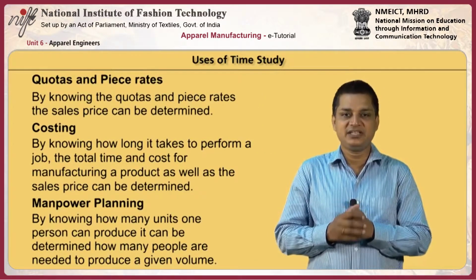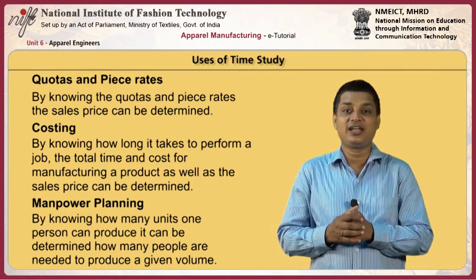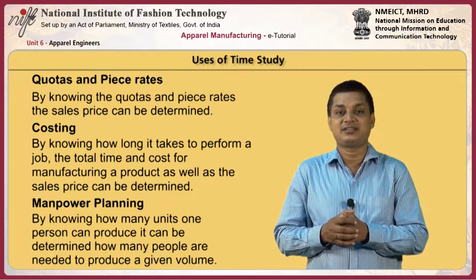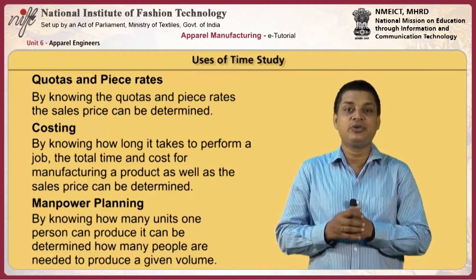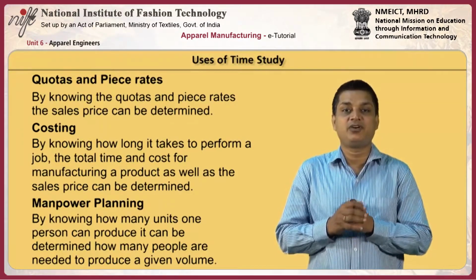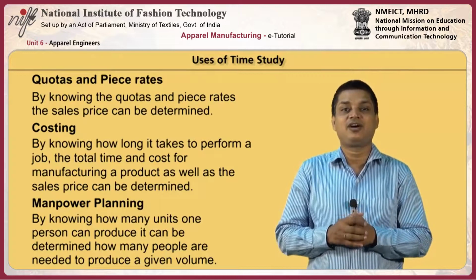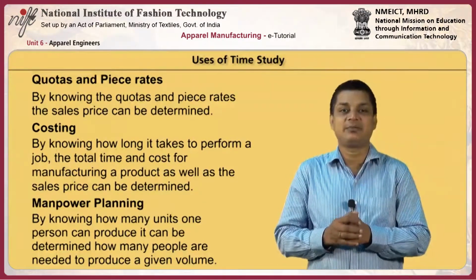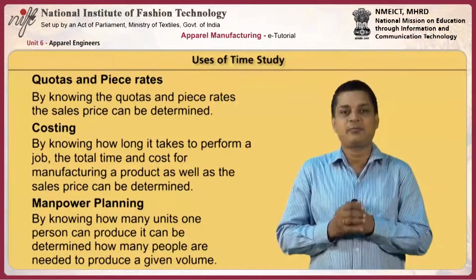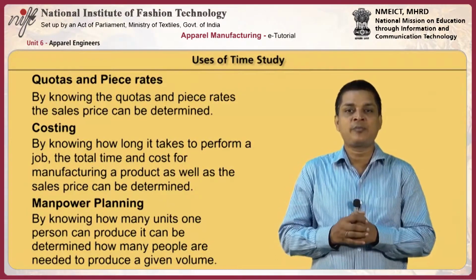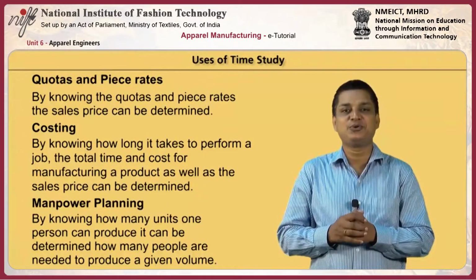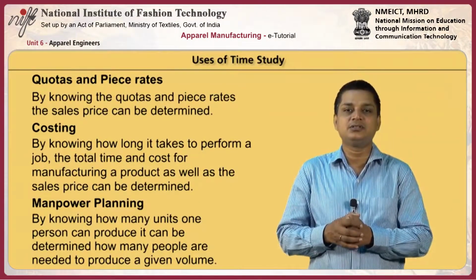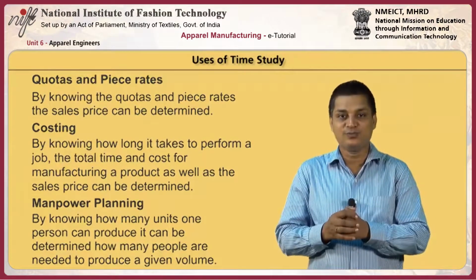Quotas and piece rates. Knowing the quota and piece rates, the sales price can be determined. Costing. By knowing how long it takes to perform a job, the total time and cost of manufacturing a product as well as the sales price can be determined. Manpower planning. By knowing how many units one person can produce, it can be determined how many people are needed to produce a given volume.